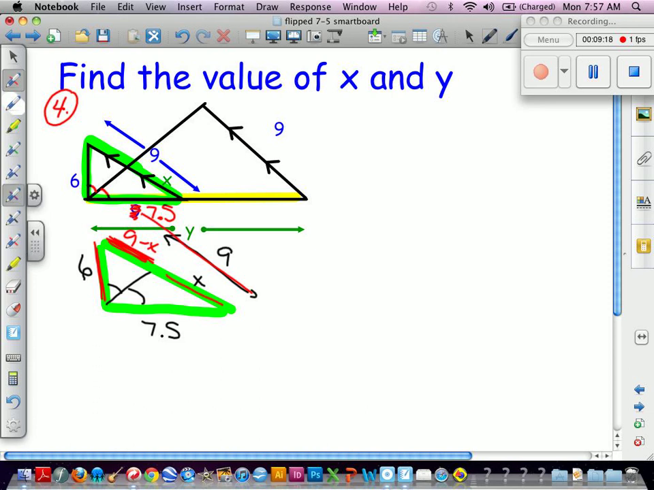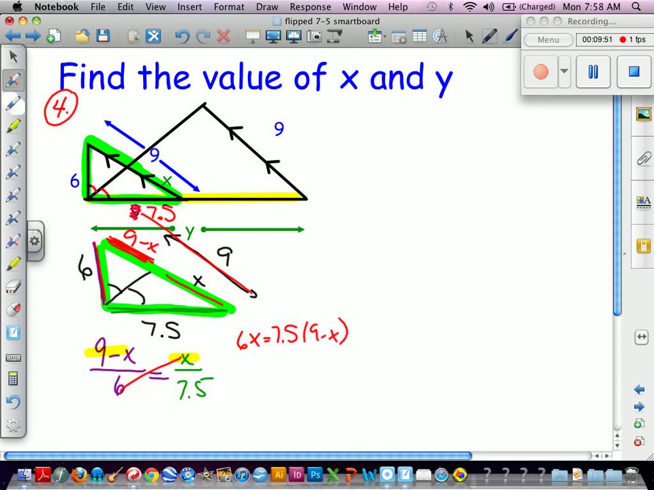So I'm going to take my piece, which is 9 minus x, with the side closest to it, 6, equals, same thing over here, I'm going to take the piece, which is x, and 7.5. So remember, you've got to have the pieces across from each other, and then the sides are across from each other. I'm going to cross multiply. So I got 6x equals 7.5 times 9 minus x.